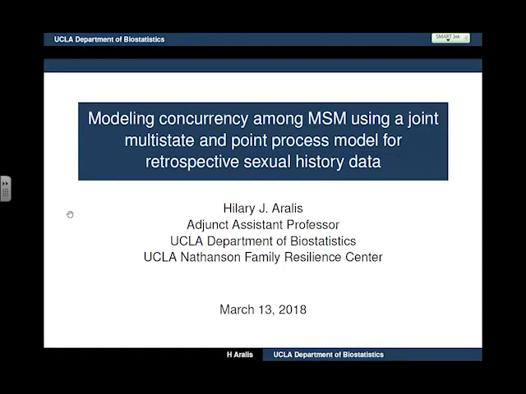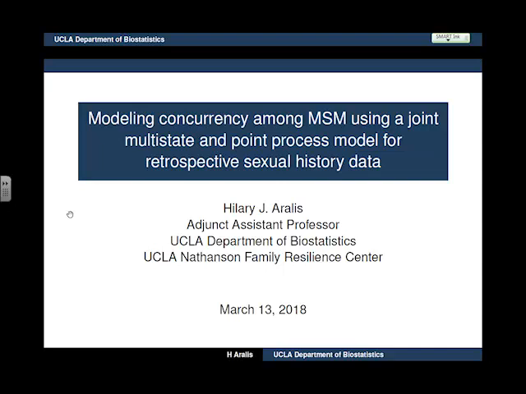As Scott mentioned, I'm an adjunct assistant professor here in the Department of Biostatistics. I also did my doctorate here, finishing up a year and a half ago. What I'm talking about today is some of the earlier research I did during my dissertation that got me really interested in multi-state models. It applies to the modeling of sexual partnership patterns, specifically using retrospective sexual history data collected from men having sex with men right here in Los Angeles.